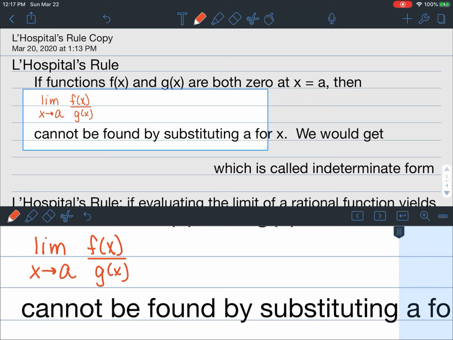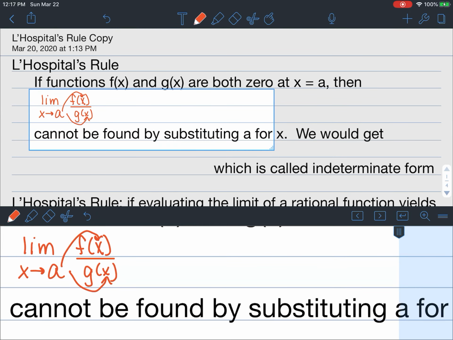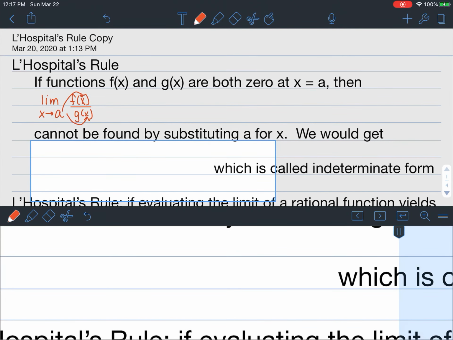couldn't be found by substituting a for x, because if we plugged in a for x in f and we plugged it in here for g, and it says that they're both 0 at a, then I would get 0 over 0. Now, hopefully you remember from limits in the beginning of the year that when you would evaluate a limit and get 0 over 0, what that meant was that you had to go do something else. Well, L'Hopital's rule gives us a very easy method to go do something else.